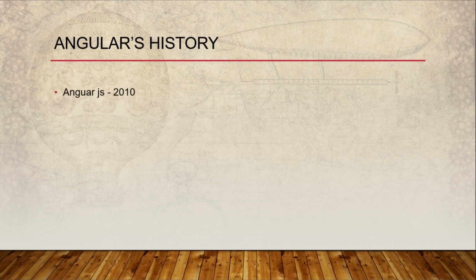Let's take a brief look at Angular's history. The first version of Angular, which is popularly known as AngularJS, was released in 2010. This was a huge hit, and a lot of organizations started using AngularJS to build their enterprise applications.